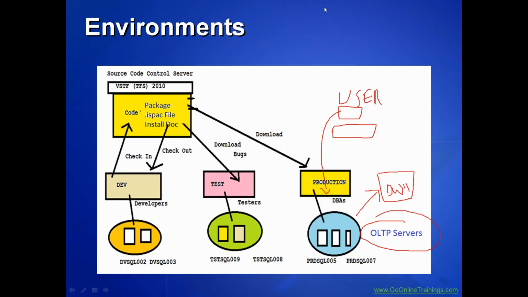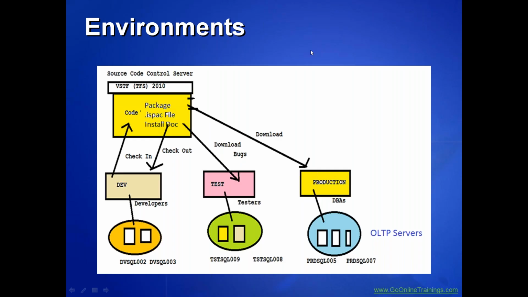So now, once you create a code, what do you do? You have to give your code. Code could be an SSIS package or SSRS report or SQL code or .NET code, Java code. How do you give the code to the next department? The next one is the testing department. You should not give the code to the testing department directly. You have to upload your code to one more server. This server is called a source code control server, right?